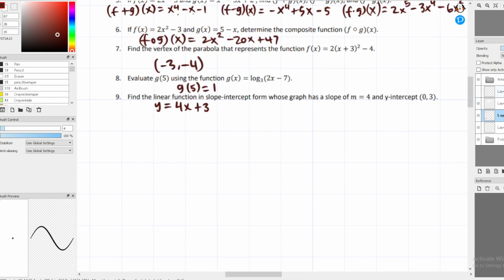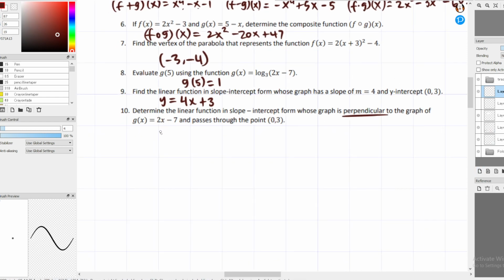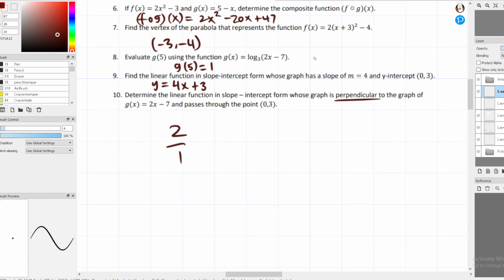10 is asking us to determine the linear function in slope-intercept form whose graph is perpendicular to g of x equals 2x minus 7 and passes through the point (0, 3). The key word here is perpendicular. So our original function's slope is 2, and that's the same as writing 2 over 1. Parallel functions mean that they have the same slope. However, when it's perpendicular, that means we have the slopes reciprocal, which means we flip it on its top, but we also change its sign. So if it started out negative, it turns positive. If it started out positive, it turns negative. So our new slope is -1/2.